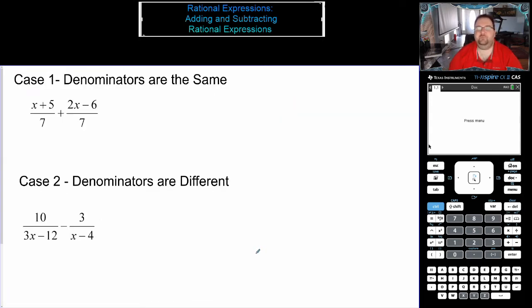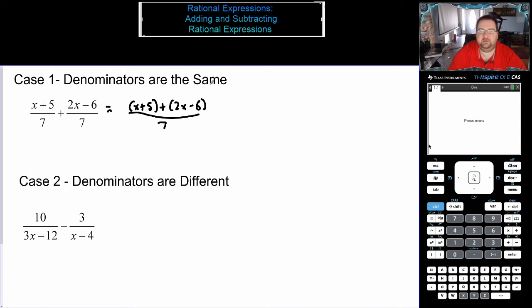Let's go. So just like the previous slide, there's going to be two cases that we need to take into consideration. The first case is when we have the same denominator. And all you're going to do here is add your expressions together. So you'll have (x plus 5) plus (2x minus 6), all of it over 7. And we can simplify this, right?